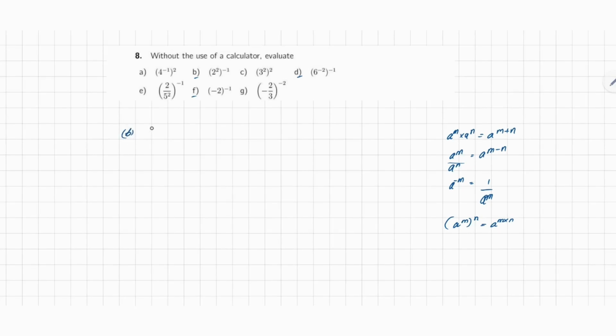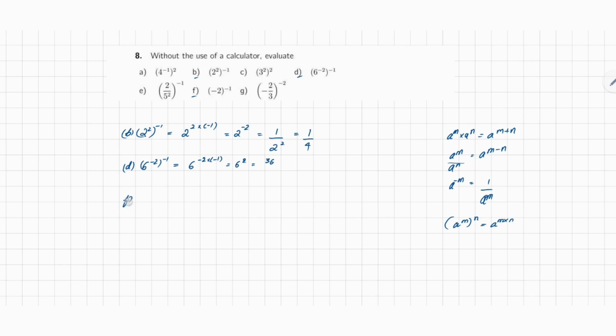Let's solve question B. We have 2 squared raised to minus 1. This can be written as 2 to the power 2 times minus 1 using this formula. So we have 2 to the power minus 2. We can also write that as 1 over 2 squared or 1 over 4. Next we have question D. 6 to the power minus 2 raised to minus 1, which is similar to that. So we can write that as 6 to the power minus 2 times minus 1, which gives us 6 squared, and that's 36.